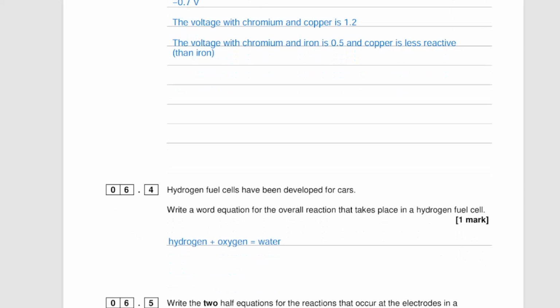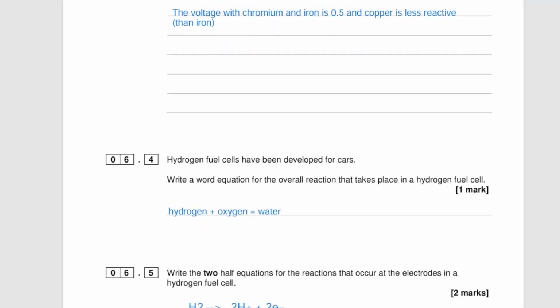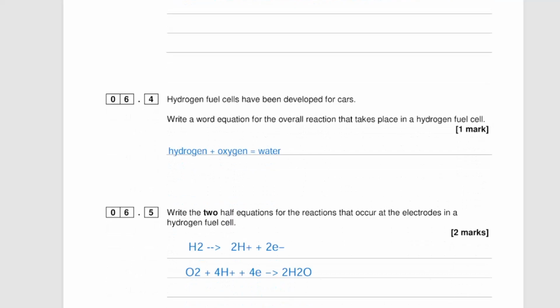Next up for 6.4. Hydrogen fuel cells have been developed for cars. Write a word equation for the overall reaction that takes place in a hydrogen fuel cell. And that's just hydrogen plus oxygen equals water, with this just being something you need to simply remember. And then we're expected to write out the two half equations, which is that H2 goes to 2H+ plus 2e-, and then O2 plus 4H+ plus 4e- goes into 2H2O.